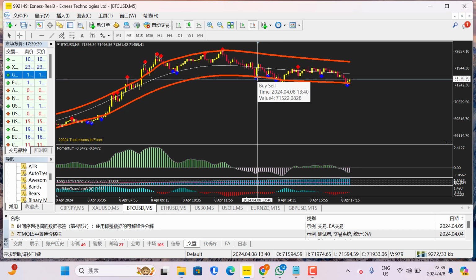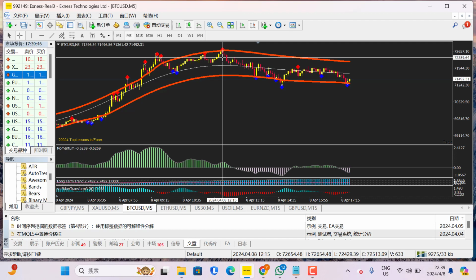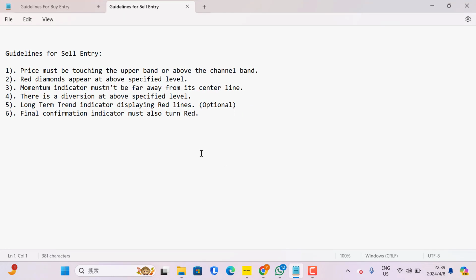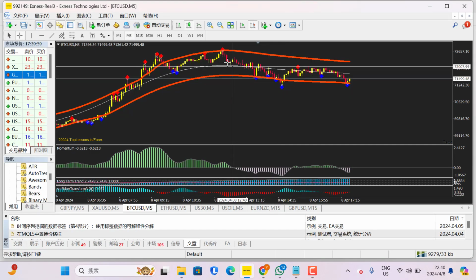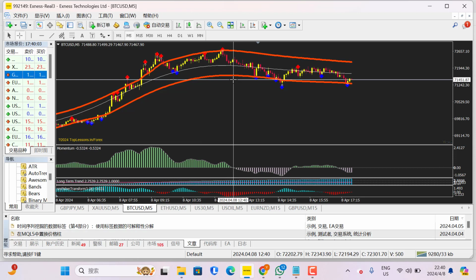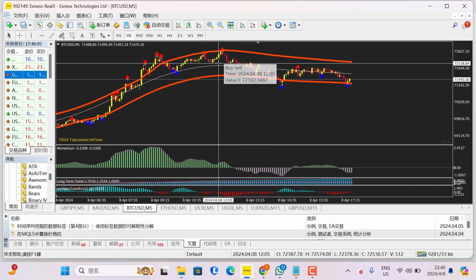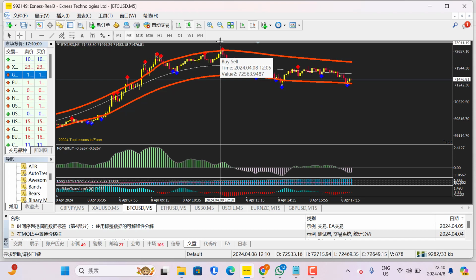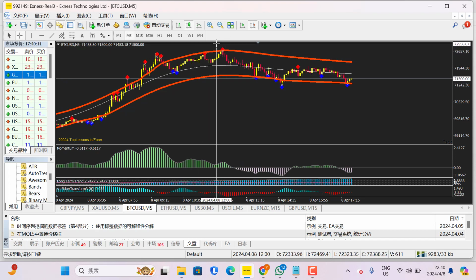Now, what are the conditions? Let's discuss them one by one. If I open up my condition sheet, these are my sell entry conditions. The first one is that price must be touching the upper band or above the channel band. As you can see, these are the upper band and the lower band, and for a sell entry we must say that the price must be touching or above the upper band level.